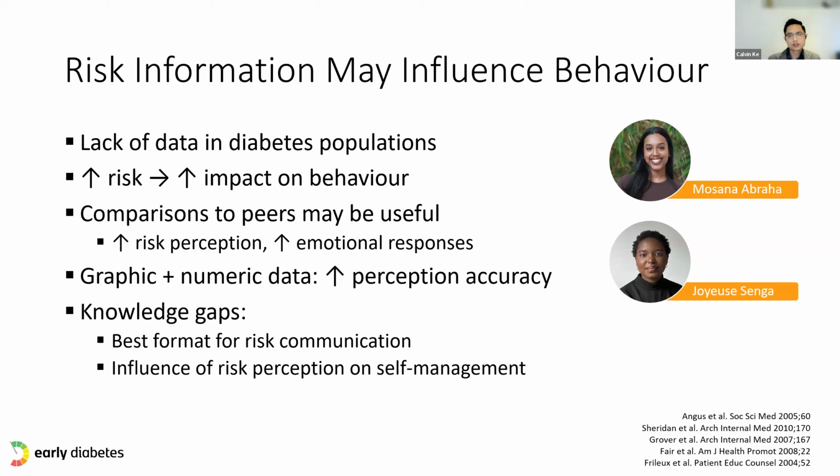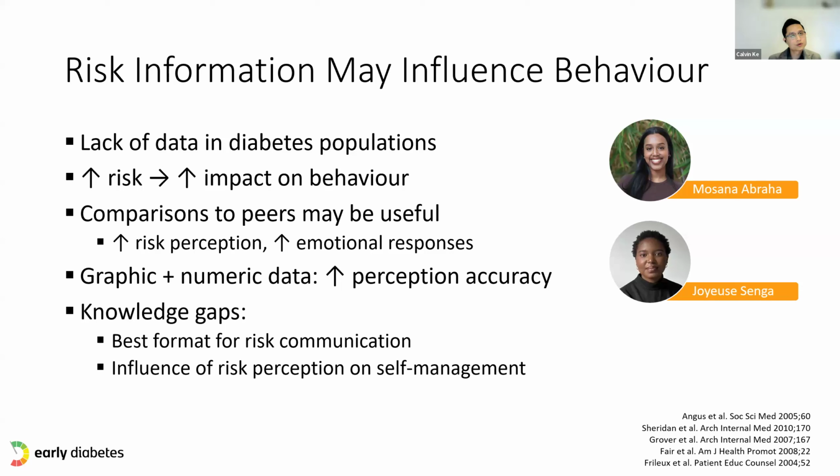Well, there's some information that suggests, and this is mostly smaller studies done in people without diabetes, that if you show people that they have a high risk of something, the higher that number is, the more the impact on their behavior. And that's actually studies that were done in cardiovascular disease prevention and looking at dyslipidemia. They actually found that there was a greater impact if the number was higher. Comparisons to peers may be useful.